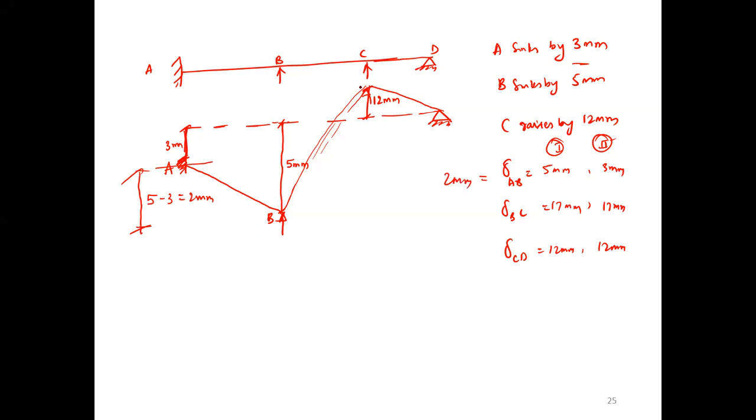What is the BC height? 17 mm. Yes, 12 plus 5, 17 mm. Then, what is the CD height? 12 mm. See, where you have committed a mistake, please observe.